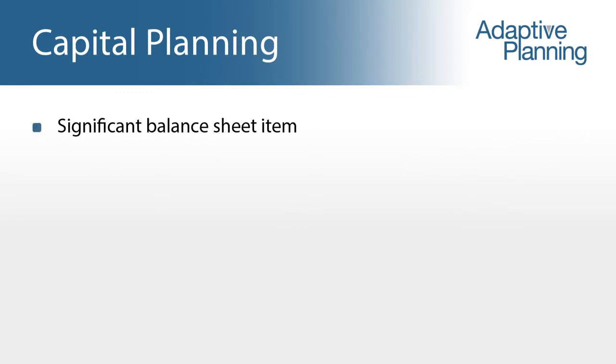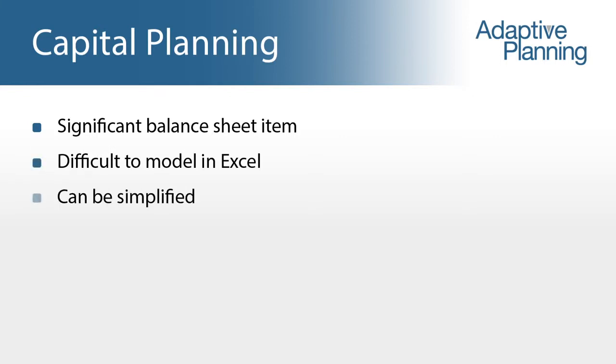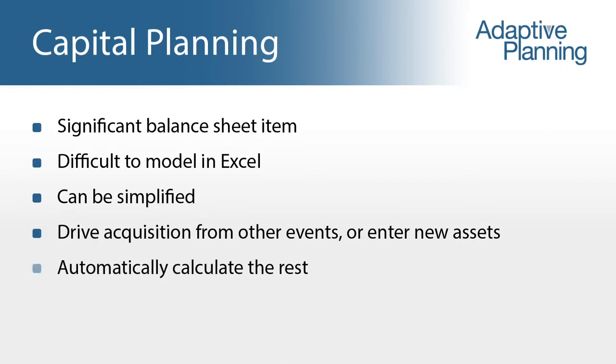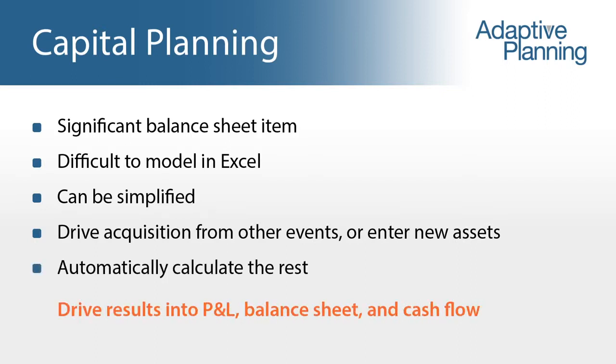Capital assets are often a significant item on an organization's balance sheet and can be difficult to model in Excel. Nonetheless, capital asset planning can be simple. In adaptive planning, the acquisition of new assets can either be modeled as a result of other planned events or entered by budget managers based on their requirements. The rest can happen automatically, meaning calculation of depreciation, change in fixed assets on the balance sheet, and resulting cash flow.